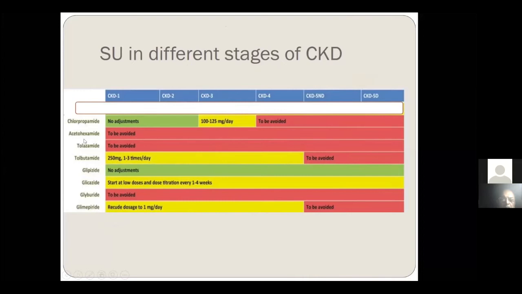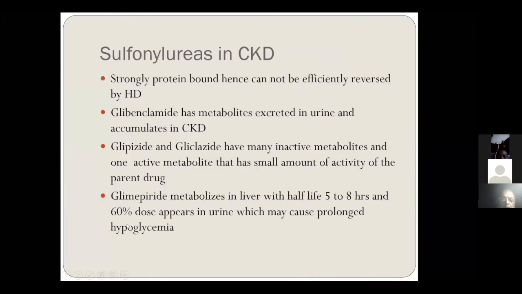And at the different levels, the first-generation drugs you basically can't use, because there is no adjustment and they should be avoided. And glipizide doesn't require any adjustment from stage 1 to stage 5. Glimepiride should be reduced and titrated to prevent hypoglycemia. Glyburide should be avoided, and glimepiride can be used almost to stage 4 CKD, but it should be used cautiously because of increasing chances of hypoglycemia.